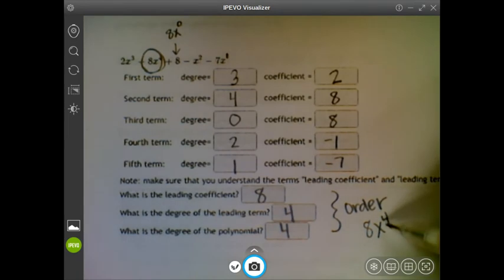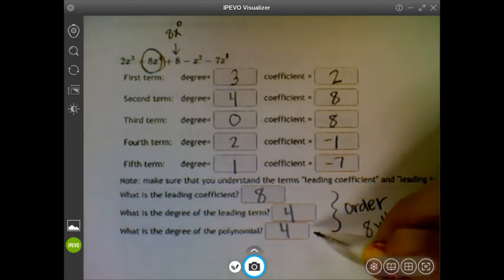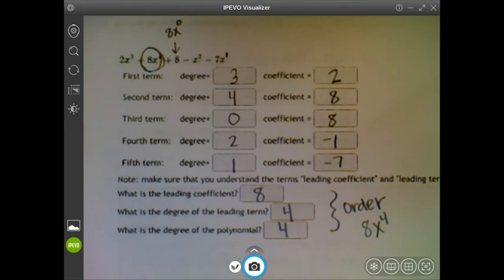So whatever the degree of that leading term was, the one with the highest power, that is the degree of the polynomial.